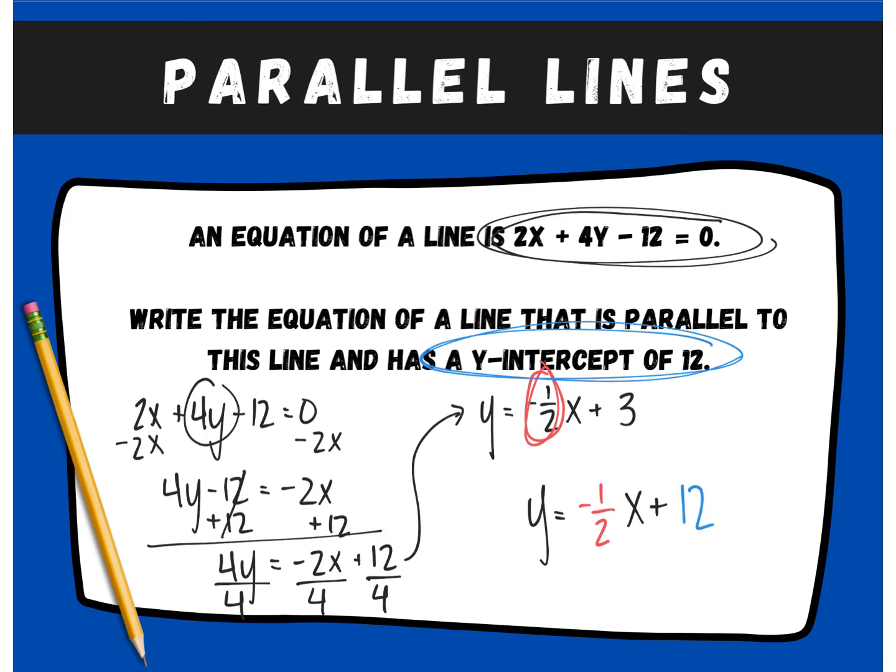Although we did a lot of work to get to this answer, this right here is the answer. Everything leading up to it helped us to find the slope and then plug that slope into a new equation. Let's try another.